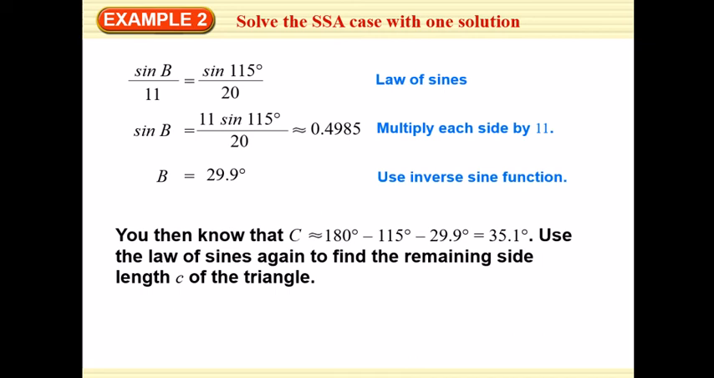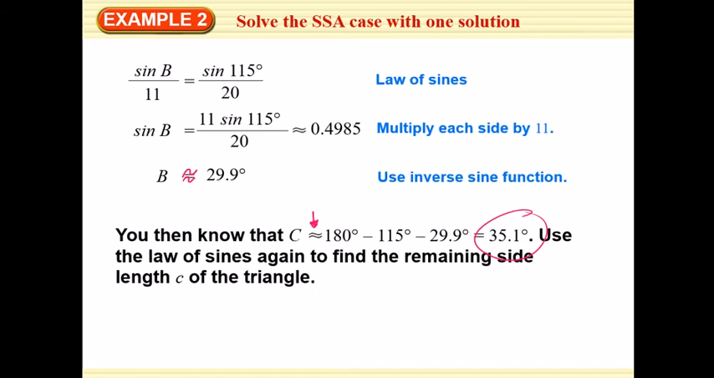And then I can use that to approximate. Since I did round, I am approximating. And this should actually be an approximate sign too. I can use that to find angle C, which is going to come out to 35.1 degrees.